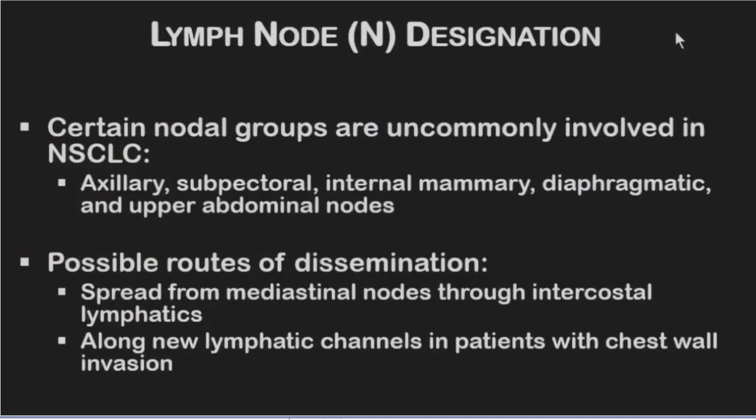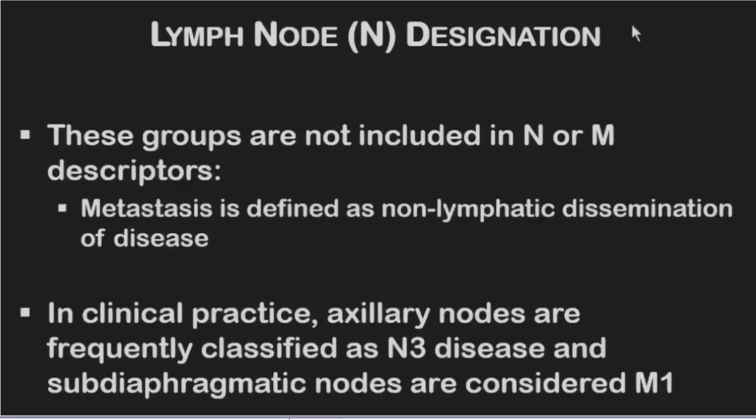So as we mentioned earlier, there are certain nodal groups that may be involved in non-small cell lung cancer, but are not really addressed within the current staging system. Some of these groups include axillary, subpectoral, internal mammary, diaphragmatic, and some of the upper abdominal lymph nodes. As we mentioned, these do not have a specific descriptor in the staging system, and so some of the practices may vary based on location.